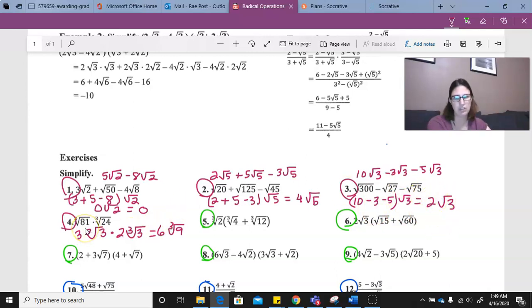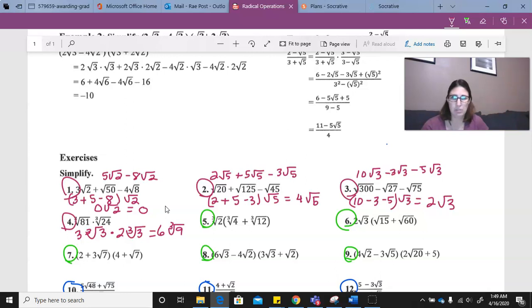If you wanted to go ahead and try number 4, which I wanted you to try, see if you could rewrite these cube roots. The cube root of 81 rewritten is 3 times the cube root of 3. And then the cube root of 24, you could rewrite that, reducing what's on the inside, to 2 times the cube root of 3.